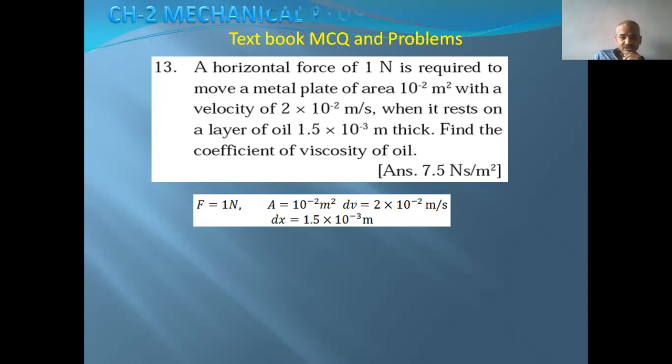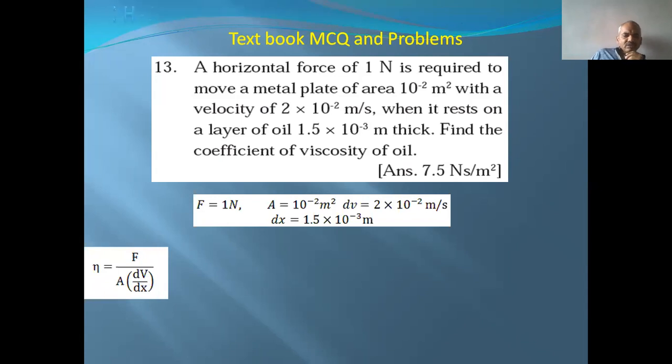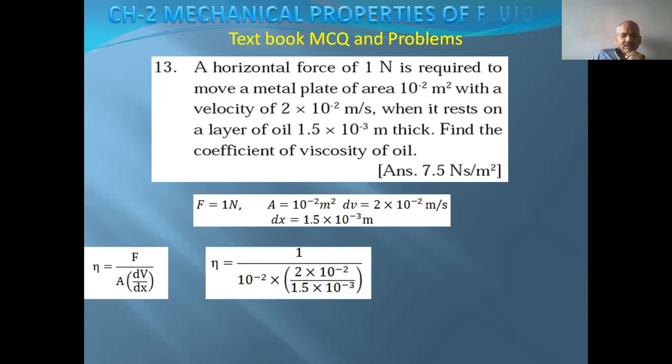Means the change in velocity is 2 into 10 raised to minus 2 over the thickness of this layer of oil, 1.5 into 10 raised to minus 3 meter. This is the change in velocity dv, and the thickness of the layer is dx. From these values, you can easily find out the coefficient of viscosity using Newton's formula, that is eta is equal to F upon A dv by dx. Here dv by dx is the velocity gradient. If we use the values for F, area, and dv by dx, you can easily calculate.